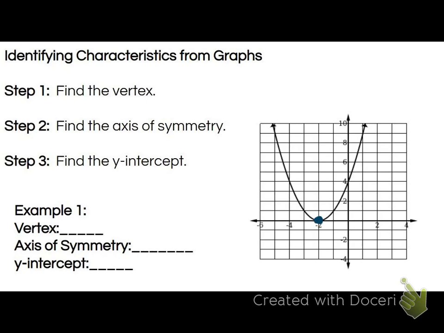-2. Okay, but we write our vertex as an ordered pair. So my x value is -2. What about my y value? Where's my y value? 0. 0, yeah.